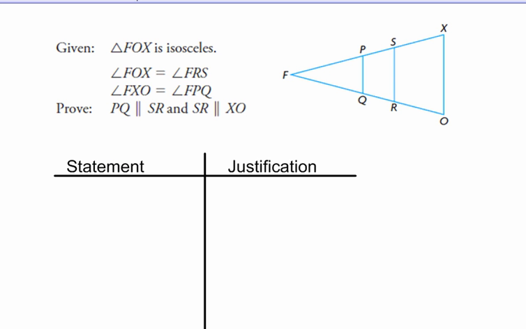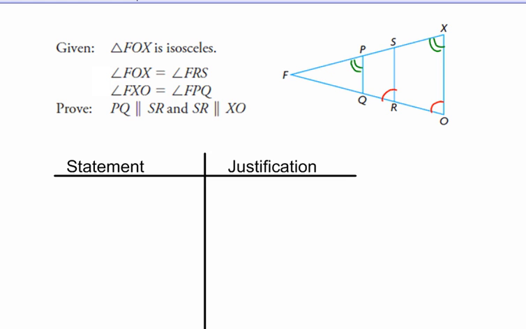All right, so hopefully that helps. So given that triangle FOX is an isosceles triangle, angle FOX is equal to angle FRS. Okay, I'm just going to mark that on my sheet so I know. And angle FXO is equal to FPQ. So we want to prove that PQ is parallel to SR, as well as SR is parallel to XO.